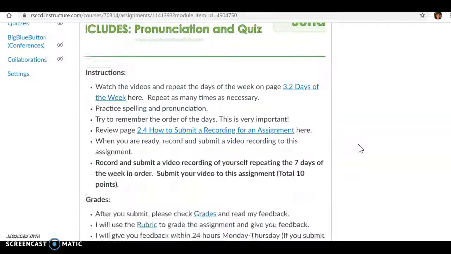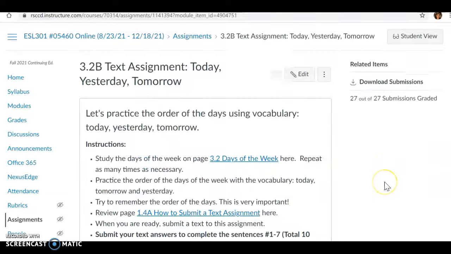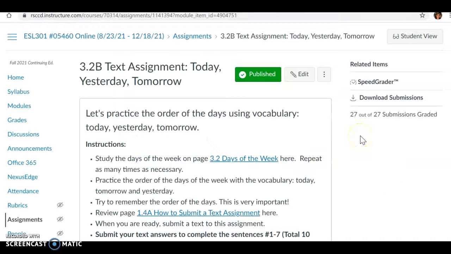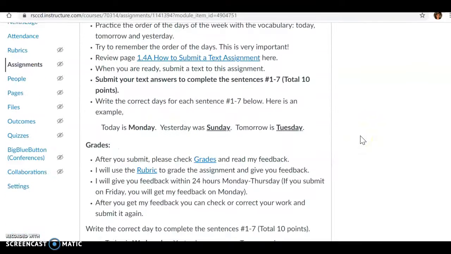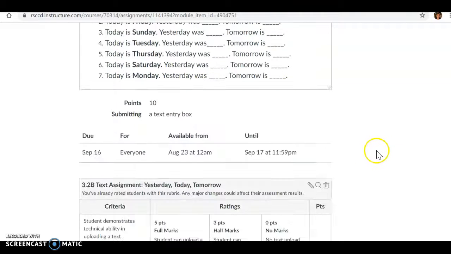So after they do this, they go to their text assignment and they practice the organization and spelling of the days of the week, also incorporating a vocabulary: today, yesterday, and tomorrow. So they fill in the blanks here and submit a text assignment.